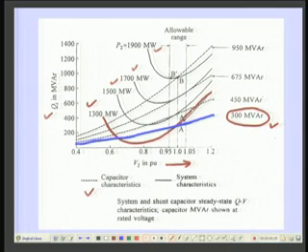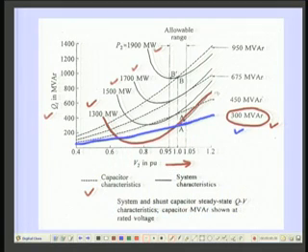This is the QV characteristic of the shunt capacitor. I have already mentioned very clearly that when I specify that a shunt capacitor has a 300 MVAR rating, it means it supplies 300 MVAR if the voltage across it is 1 per unit. Therefore, if the voltage deviates from 1, it will supply more reactive power when higher, and less reactive power when lower. Therefore, this is the graph.